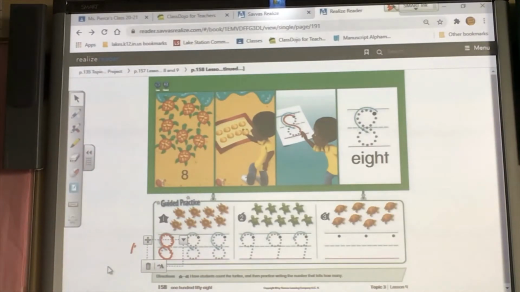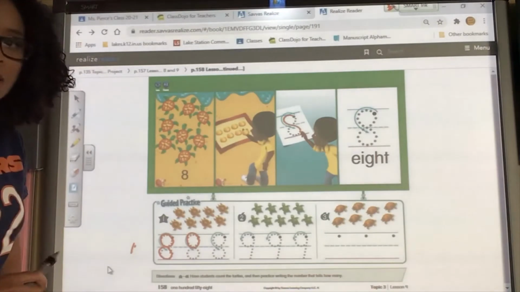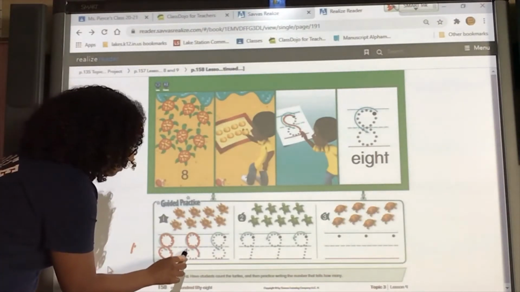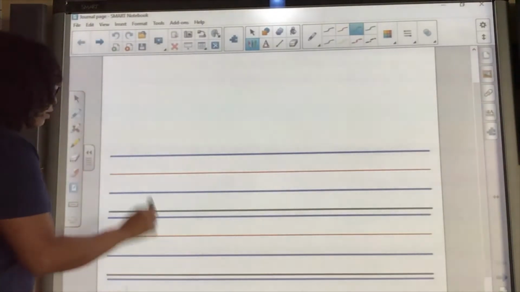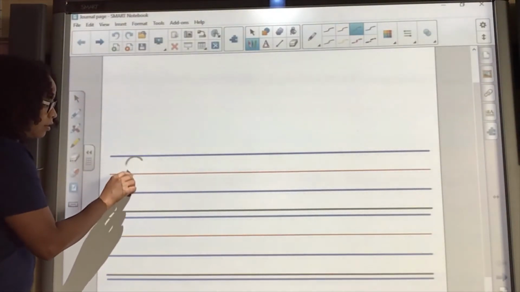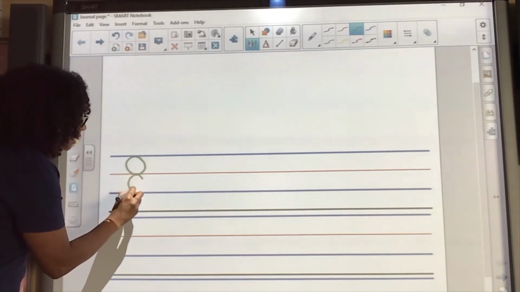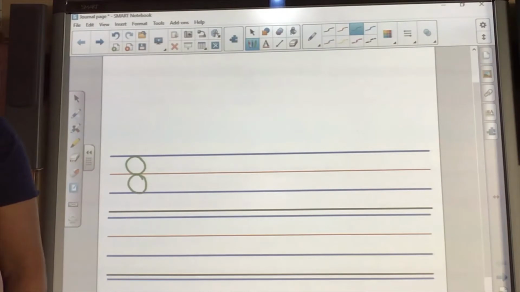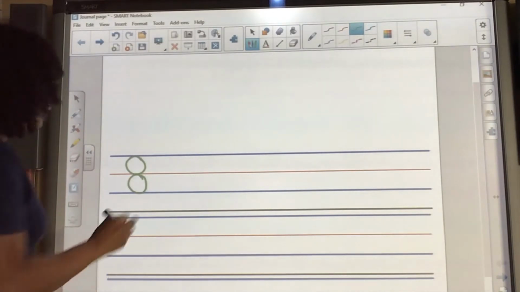Okay, so you could do it that way. That's a pretty easy way, and you can make sure your 8 looks perfect. Again, that's an O on the top and an O on the bottom, and they're touching. On your journal page, you should have number 8 here, so an O on top and an O on bottom. The top one and the bottom one should be the same size, and they should be just touching. I'll do that again.